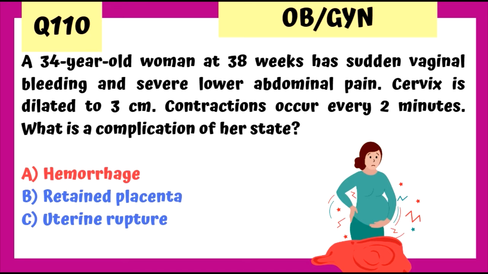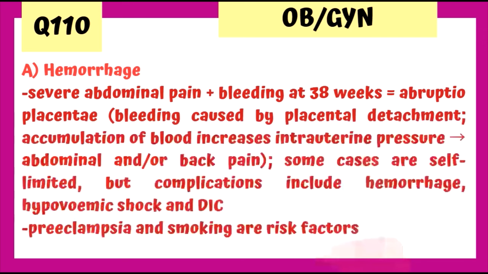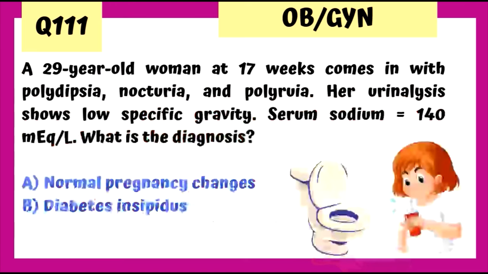And the complication of her state is hemorrhage. Of course, it leads to bleeding. Bleeding is caused by the placental detachment, and the accumulation of blood increases intrauterine pressure, leading to abdominal or back pain. Some cases are self-limited, but complications include hemorrhage, hypovolemic shock, and DIC, and preeclampsia and smoking are risk factors for abruptio placentae.